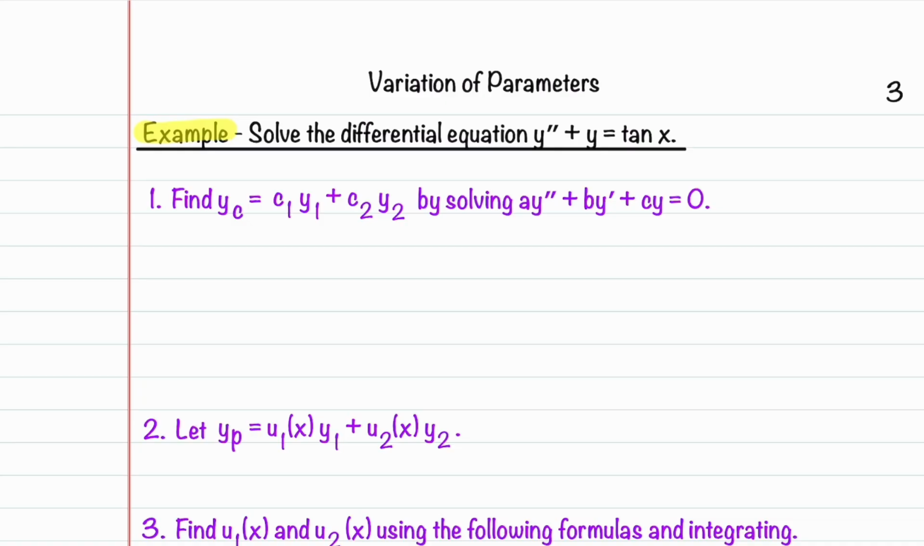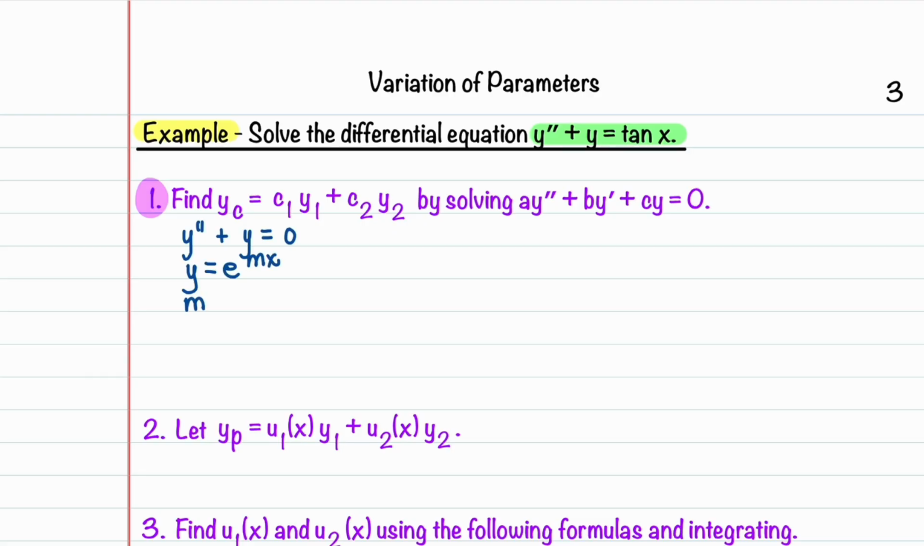Let's now walk through an example where we're going to solve the second-order non-homogeneous equation y double prime plus y is equal to tangent x using variation of parameters. Our first step in solving this problem is to find our homogeneous solution, and we're going to get that by solving the homogeneous equation. So the homogeneous equation is just the equation that is on the left-hand side, and the right-hand side is equal to 0. So we have y double prime plus y is equal to 0. To solve this, we are going to let y equal e to the mx.